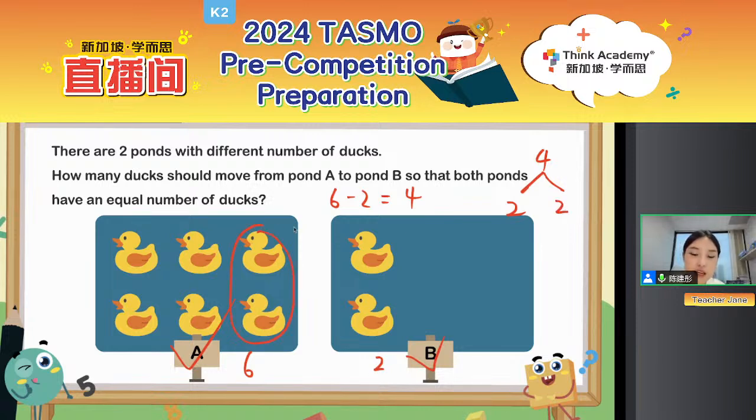So we only take away 2 ducks from pond A so that pond A will have 6 minus 2 equals 4. 4 ducks here, right? And the second pond B will get 2 more. So 2 plus 2 equals 4. They will have the same amount. Perfect. So we can review our key points here.